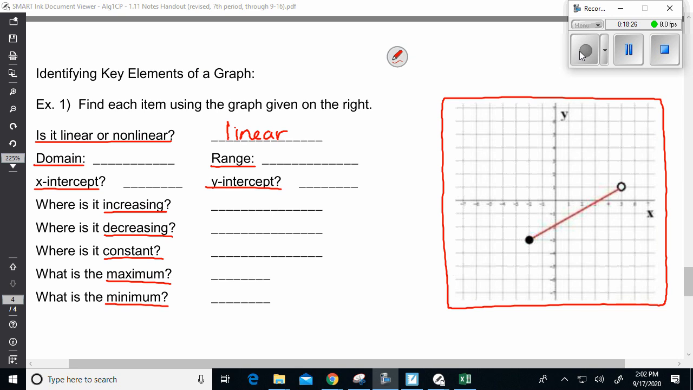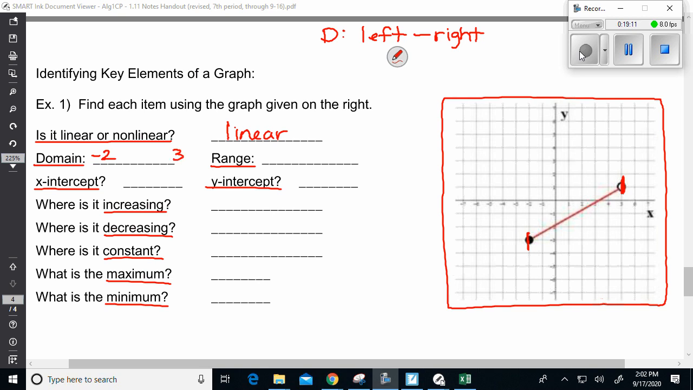So, next thing, domain. Remember, domain is left to right. Farthest to the left, farthest to the right. So, how far to the left does the graph go? Type it or you can say it. How far to the left does this graph go? -2. How far to the right does this graph go? 3.